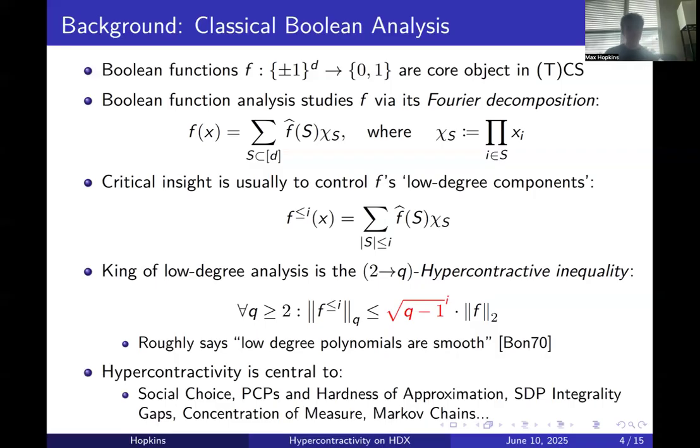Okay, hypercontractivity is an extremely useful inequality, a paradigm. It's central to things like the KKL theorem and Friedgut's junta theorem. It's used in social choice, in PCPs, and hardness of approximation. It's used in SDP integrality gaps, also in concentration of measure, the entropy method, log-Sobolev inequalities, and the analysis of Markov chains. It's used all over theoretical computer science. It's an extremely powerful inequality.